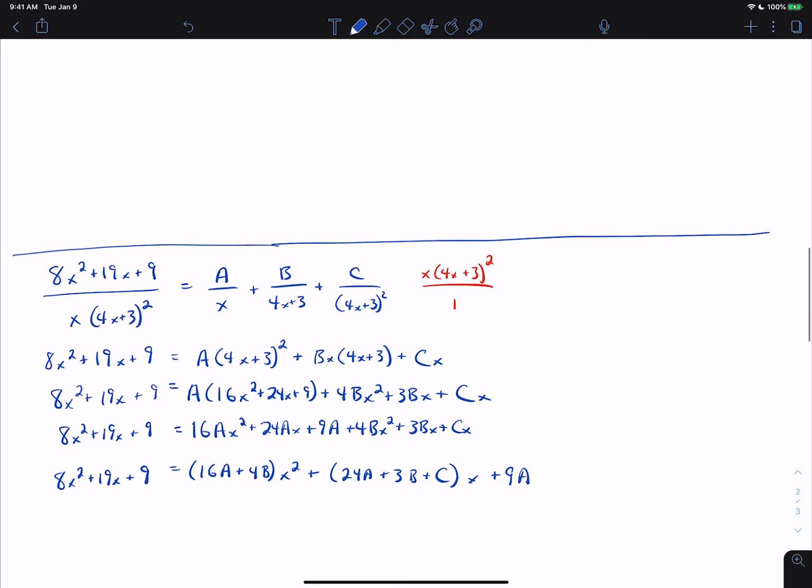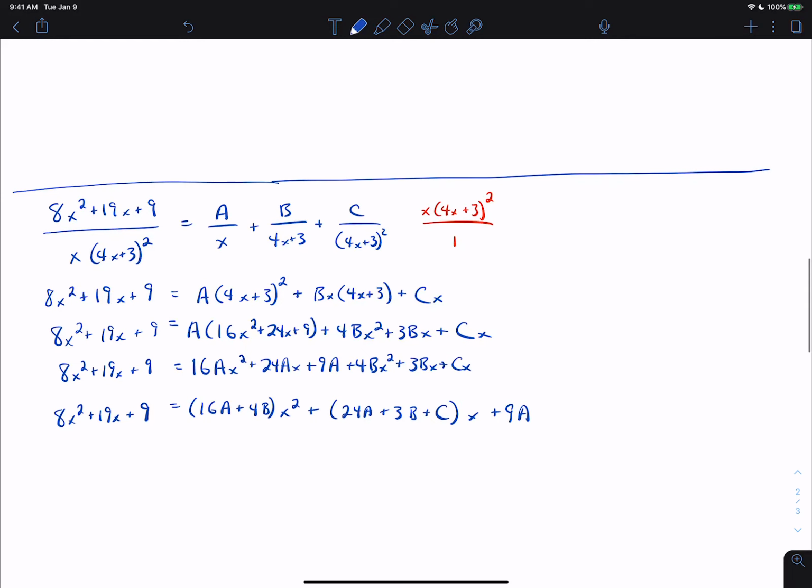Now we equate the coefficients. So 16a plus 4b has to equal 8. 24a plus 3b plus c has to equal 19. And 9a has to equal 9. That means that a is 1.